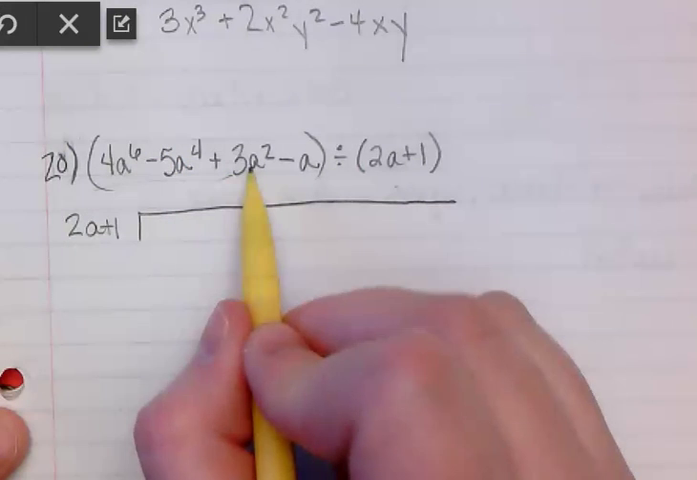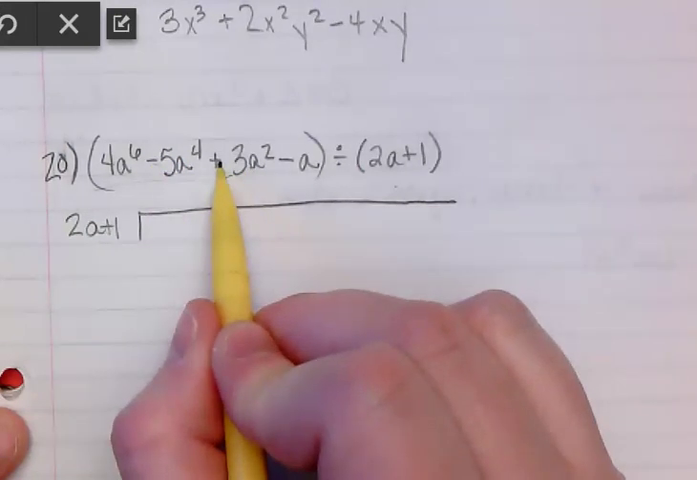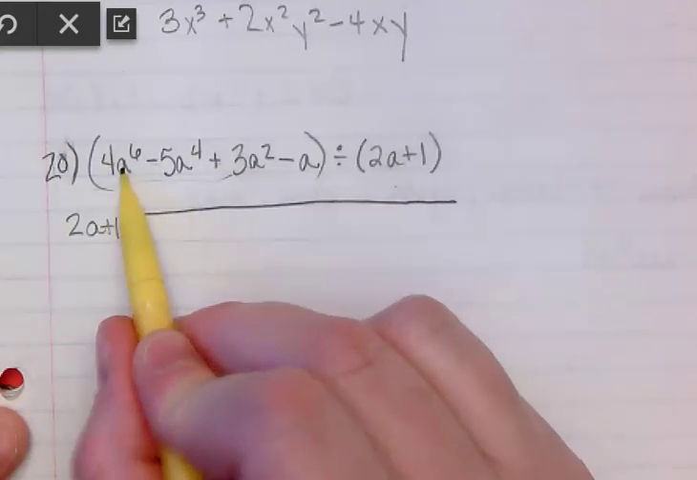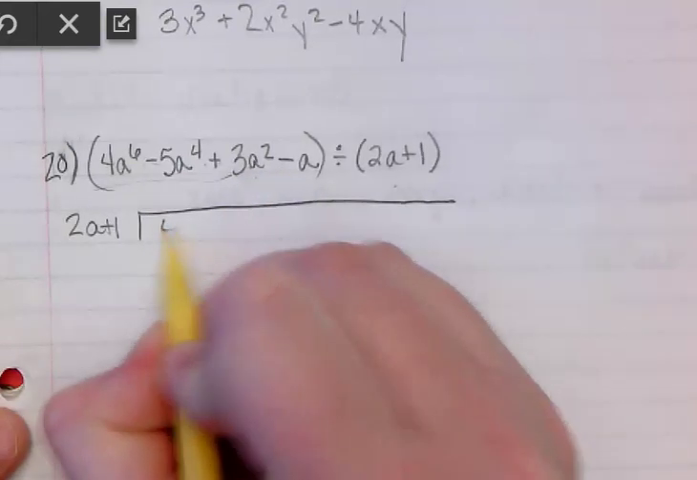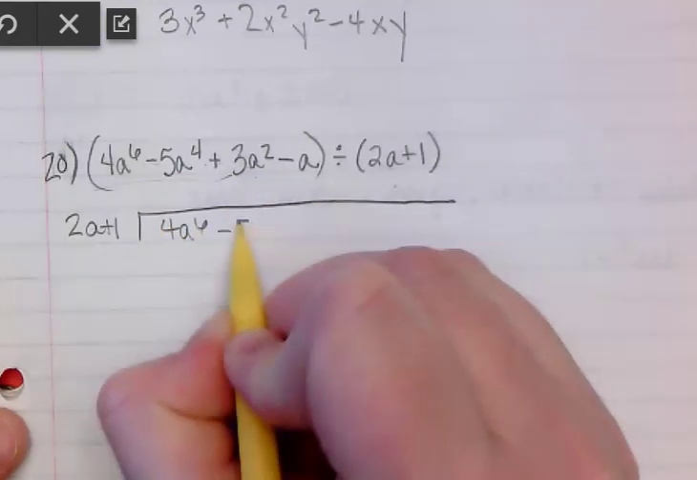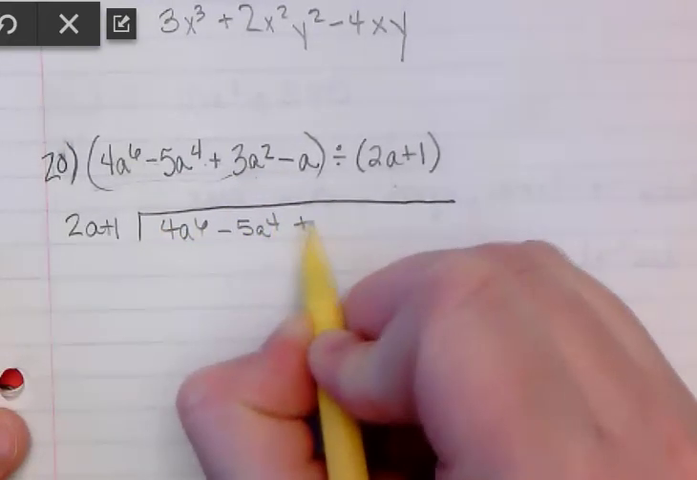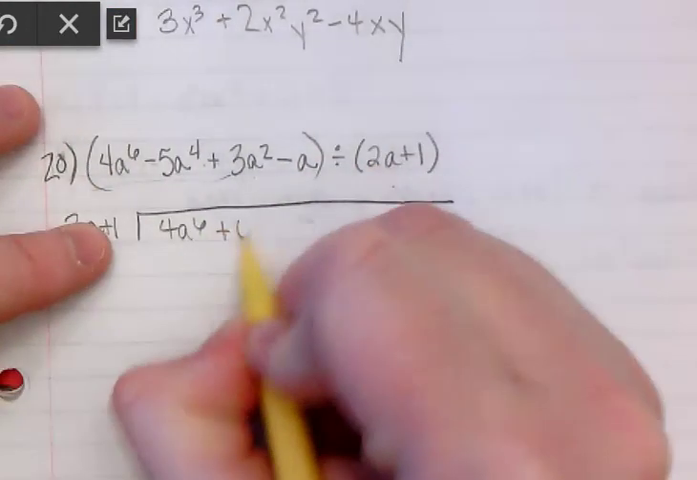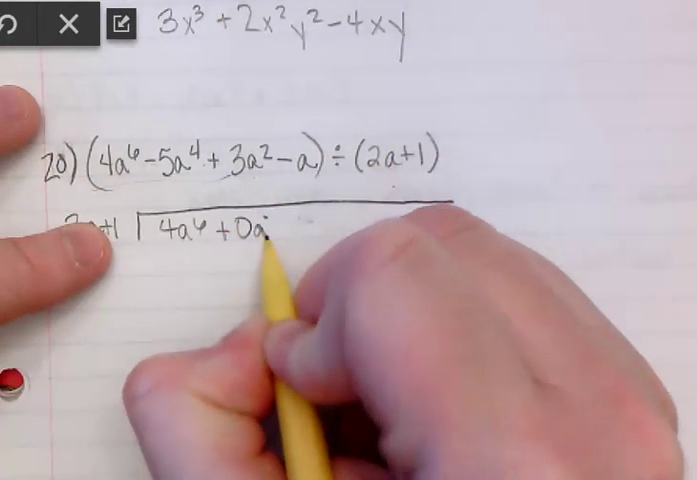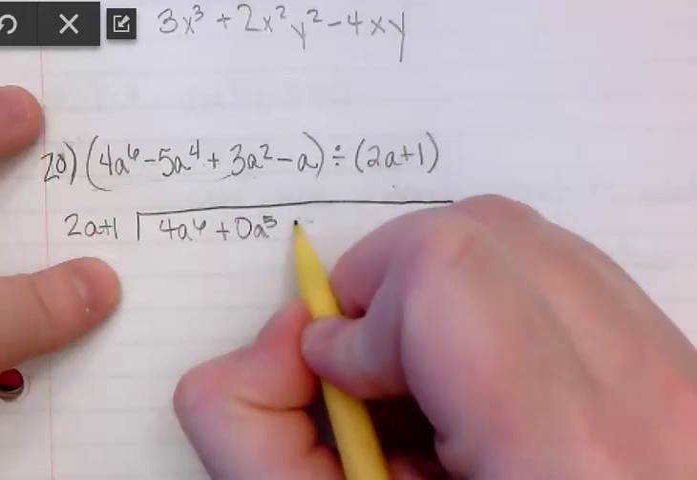Make sure if you have any holes you fill them in. You're missing a 5th and you're missing a 3rd, so you would need to make sure you go 4a to the 6th, 5th, 4th, 3rd, 2nd, 1st, and then a number. As I forget to do that. And these are a's, not x's.